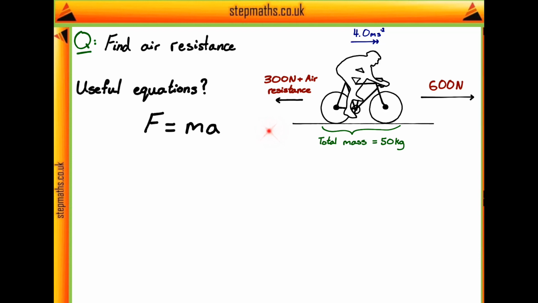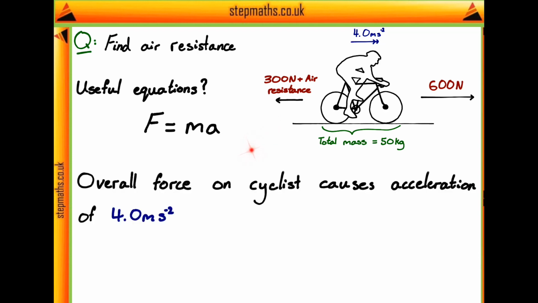Well, we can try and consider the overall force acting on our cyclist. We know that this overall force on the cyclist is going to cause our acceleration of 4 meters per second squared, just because of this equation F equals ma. So the overall force from the 600 newtons and the 300 newtons plus air resistance in the backwards direction is going to give us this overall acceleration of 4 meters per second squared forwards. The fact that we're considering the overall force is really important here. If we were to just consider the 600 newtons and not this resistive force acting backwards, that wouldn't make sense because this force is acting against this force and it's going to offset it slightly.